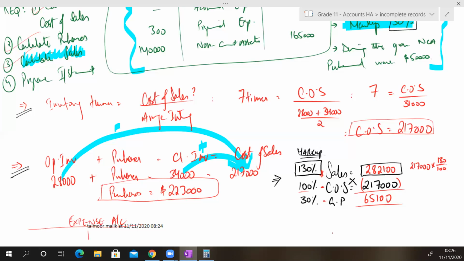Cost plus profit is equal to selling price. But if this would have been margin, so sales would have been 100% and cost of sales would have been at a lower value. How much lower? Sales minus GP would be cost of sales in terms of percentages.